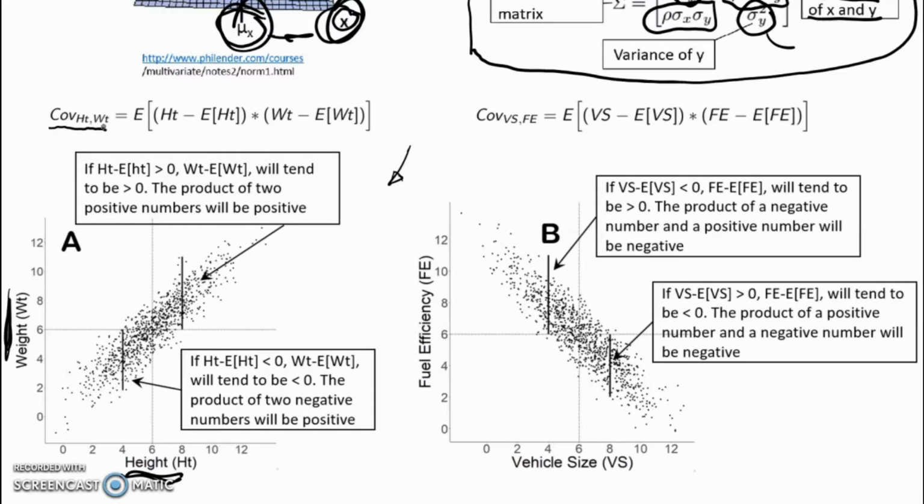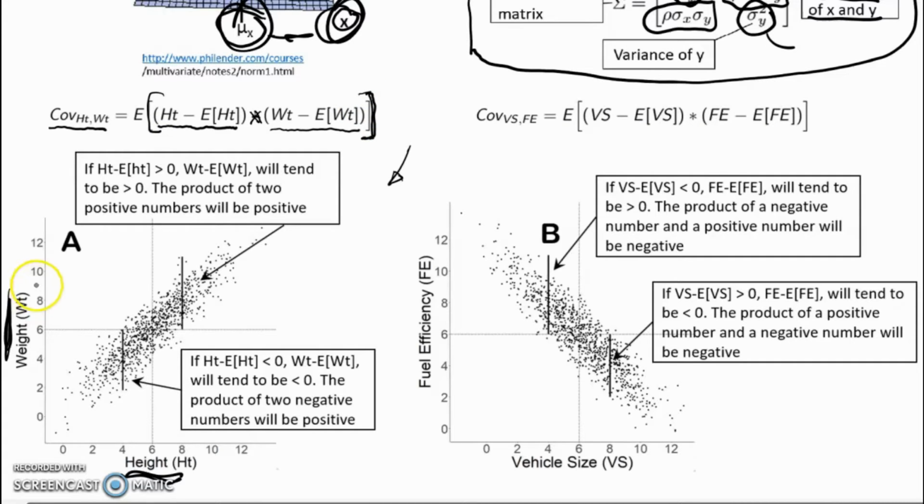So let's think about how we're going to calculate that. What we're going to do is take the value of height, and subtract from it its expected value. The value of weight, subtract from it its expected value. Multiply those together, and the expected value of all those things is going to be our covariance.